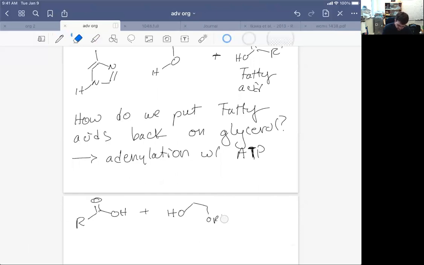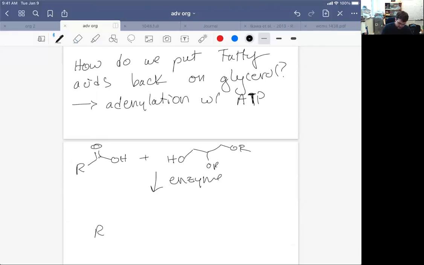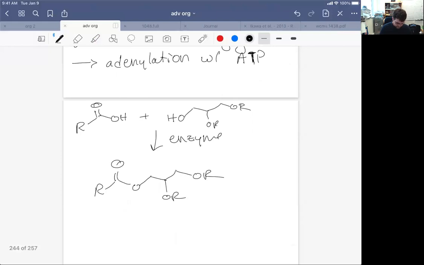I'm not going to complicate it. Glycerol can have some R groups on the other oxygens. Any of these oxygens could react, but we want to accomplish this using an enzyme where we reform the ester, because we have to take these things off to transport them to various parts of the body. Then we need to put these acyl groups back on the triacylglyceride to make our animal fats and vegetable oils that we need in various parts of the body. So how do we accomplish esterification of a fatty acid?